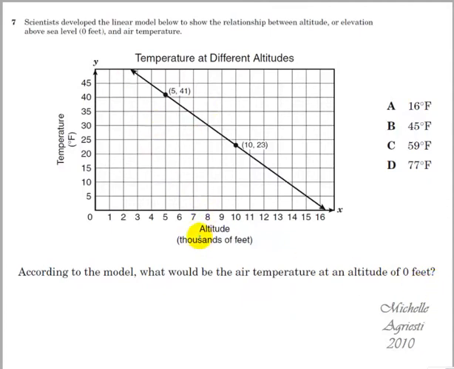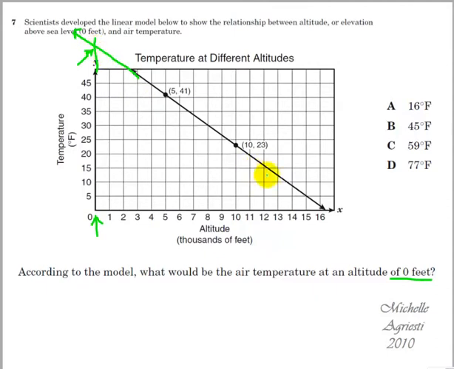So looking at the chart, on my x-axis is the altitude and my y-axis is the temperature. So here, when your altitude is 10,000 feet, the air temperature is between 20 and 25 degrees. Now we want to know when the altitude is 0 feet, what is the air temperature? So 0 feet is right here, and I look up here, and if I were to extend this out, right in here is the point I'm looking for, and that is the y-intercept. So all we have to do is figure out what the y-intercept is.